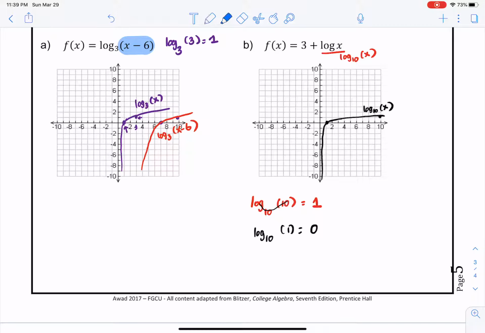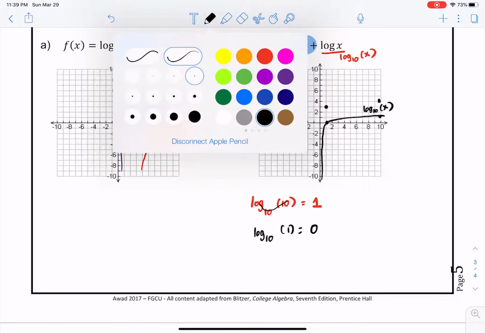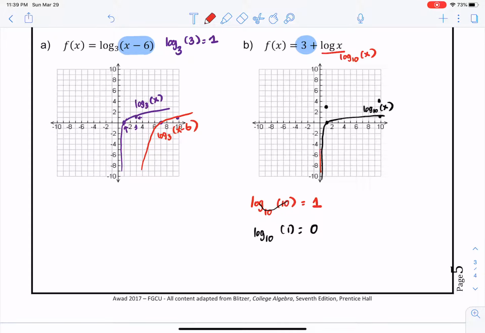And I am adding 3 to it, so we're going to shift up. So from here, add 3, we'd come up to 3. And from here, at 10, we add 3, we'd come up here to 4. And it is going to look like that. And that is 3 plus log x.